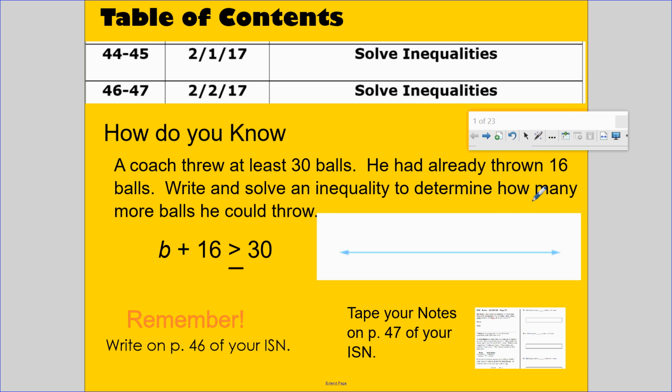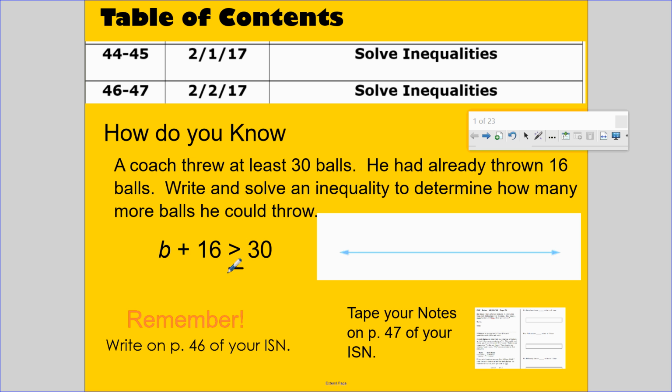A coach threw at least 30 balls. He has already thrown 16 balls. Write and solve an inequality to determine how many more balls he could throw. So let's see. A coach threw at least 30 balls. Like 30 is the least number of balls he threw. So that means he must have thrown more than 30. So like 35 balls. Would that make sense? At least 30. So 35 is a good number, but it includes 30. Yeah, at least 30. So we know we're going to be using greater than or equal to 30.